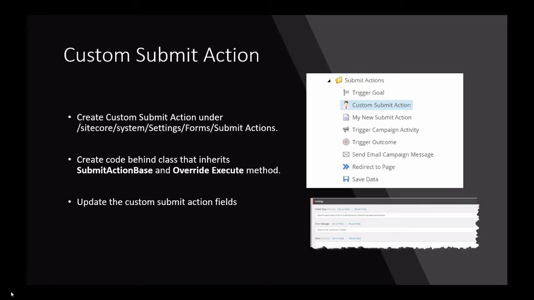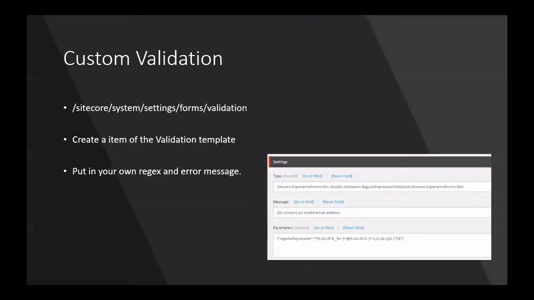Yeah. Yep. Cool. So the next one is the custom validation. This is again as simple as what we have created in the submit action. So again, you just need to go into that same form. Instead of a submit action, you will go into a validation. You can create an item out of the validation template, and then put your regex of what you need, and put your error message. The type is already there because we only need the regular regex that we are going to put in the parameters. So this is again a very simple one.